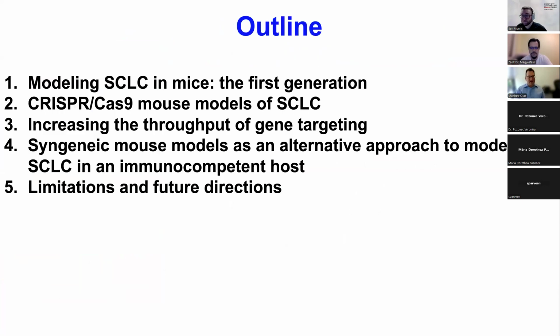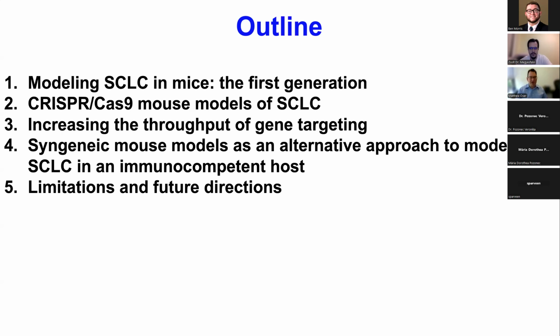So I'll introduce this talk really by talking about some of the classical genetic mouse models of small cell lung cancer, and some of the limitations in making these models more complex. And this really leads into higher throughput, easier to use CRISPR-based mouse models, which have advantages and disadvantages. But one of the major advantages is the ability to target additional genes.